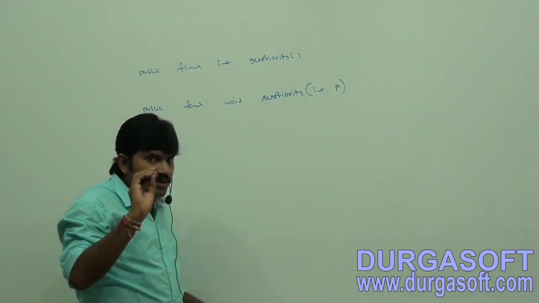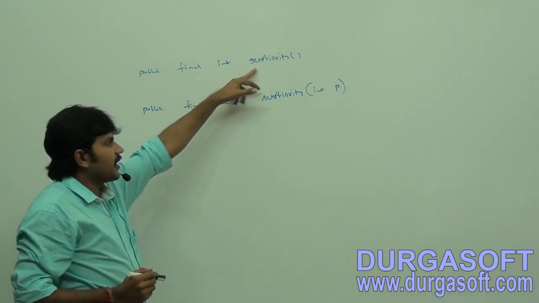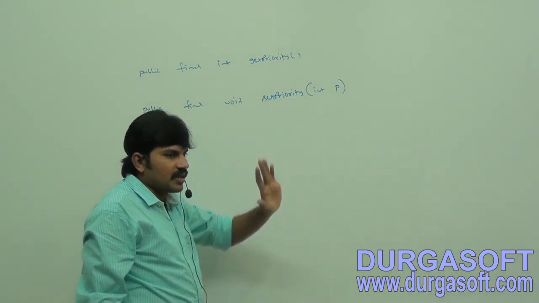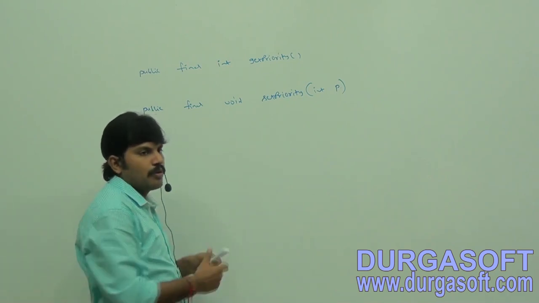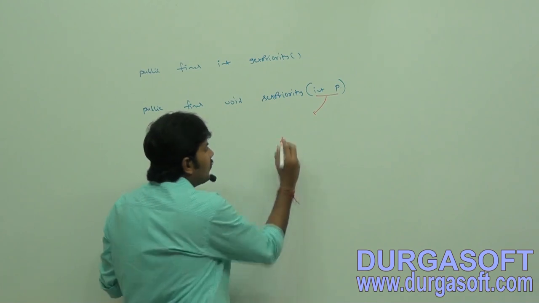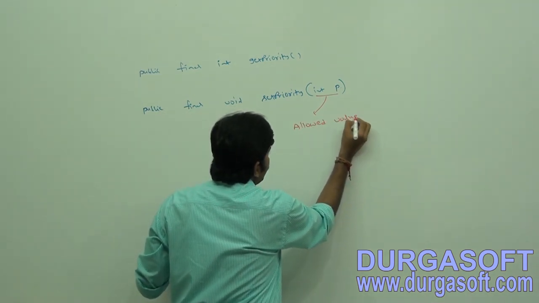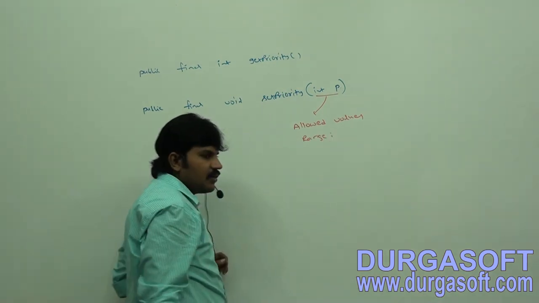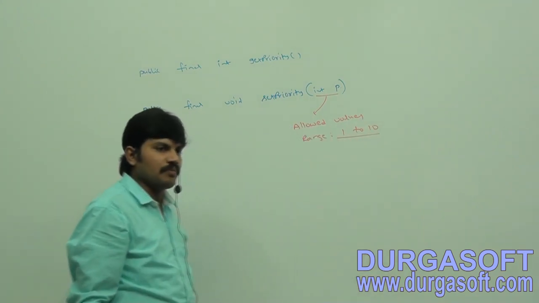Now the important conclusion here. Make sure you are aware. getPriority gives the priority of a thread. setPriority sets my own priority for the thread, right? But make sure, a very important loophole: the allowed range. What is the allowed values range? 1 to 10. Make sure.